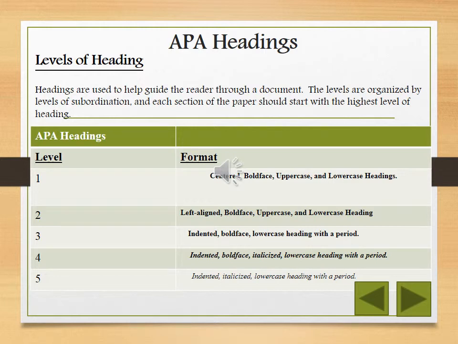Level 4, you'll indent the heading. It'll be bold-faced. You'll use italic font. It'll be lowercase letters and will end with a period. Level 5 will also be indented. You'll use italic font. It'll be lowercase letters and end with a period. So here is just a quick table reference sheet to help you with your headings if you need additional explanation about headings.